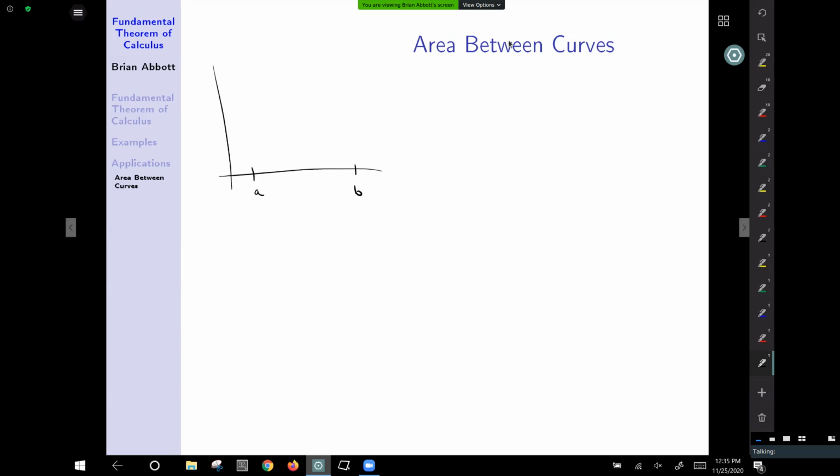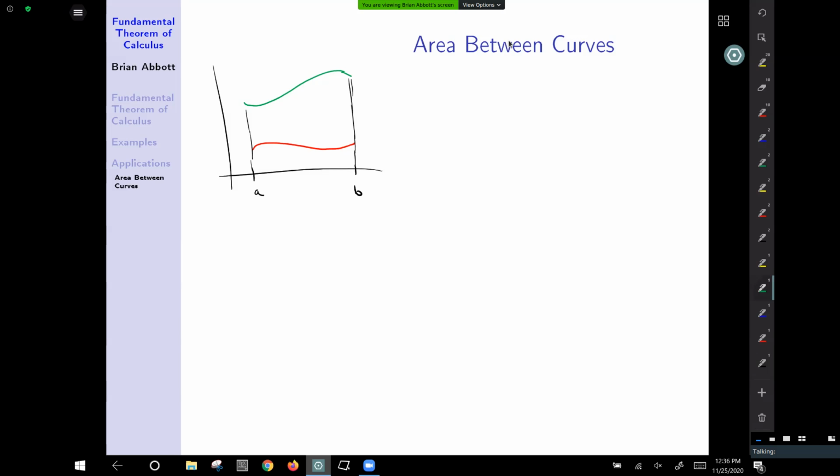And our functions look something like this. We have one on top, in green, and then I have one below it. Something like that. Definitely there's going to be some area underneath both of these curves, between the curve itself and the x-axis. And we could use the integral for each individual curve to find that area.